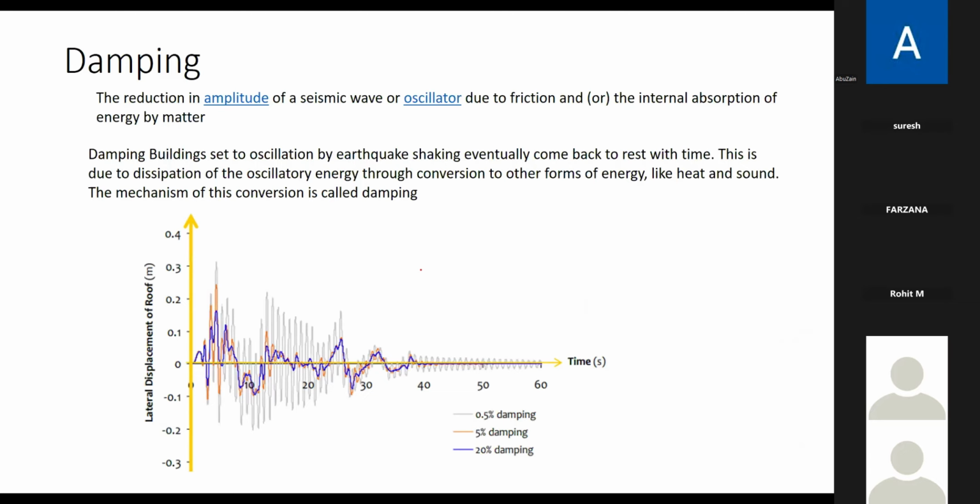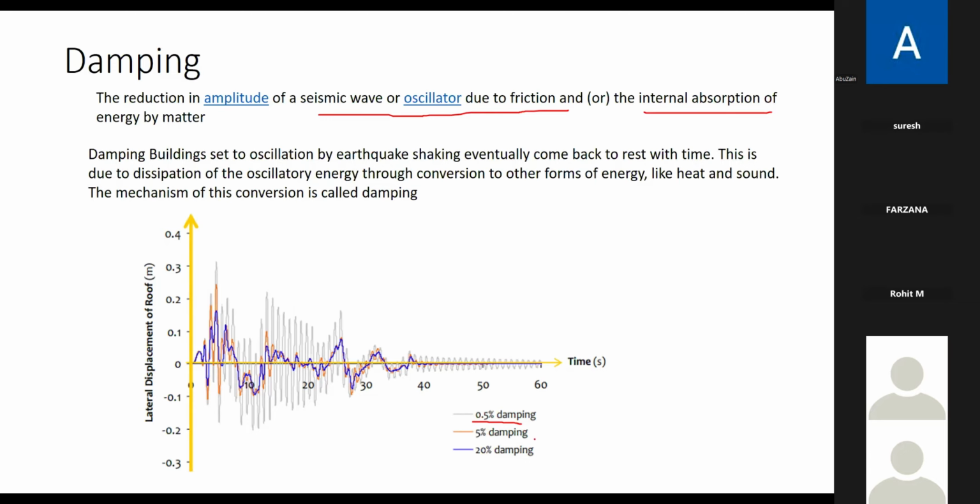Next one is damping. This is another important parameter. Damping is the reduction in the amplitude due to friction, internal absorption, or cracks developing, whatever it is. I am hitting my material, the material undergoes deflection, and the deflection slowly comes to rest. This is an example. With 0.5 percent damping, my building, this ash color, the structure comes slowly to rest. With 5%, it's a little bit better. 20% is far better.